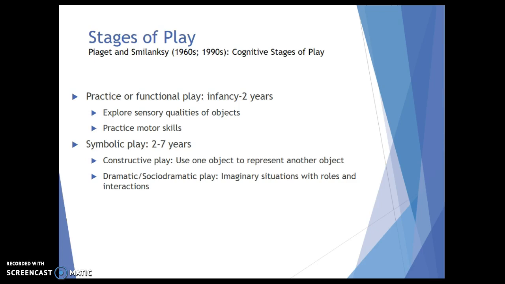And then they start to engage in dramatic or socio-dramatic play. And this is the dramatic play we talked about a couple slides ago. This happens ages 2 to 7 because kids have the cognitive ability to understand symbols during this stage.